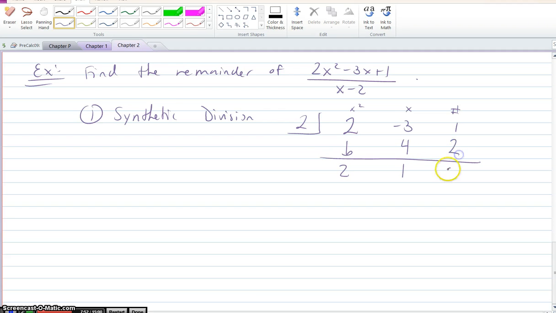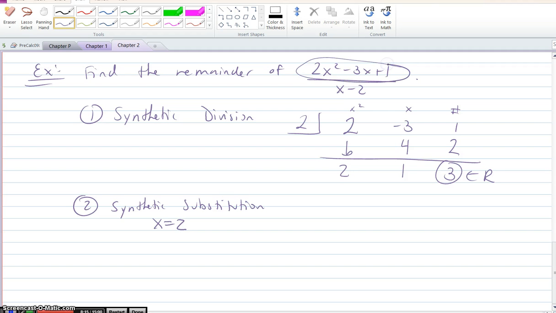2 times 1 is 2. Add, you get 3. So I see my remainder is 3 by doing it that way. But you can also use what's called synthetic substitution, which in this case might not make it any better, but there's a lot of cases where it actually is going to be better. So if we want to find the remainder, all you have to do is substitute x equals 2 into the numerator, and you'll get the exact same answer.